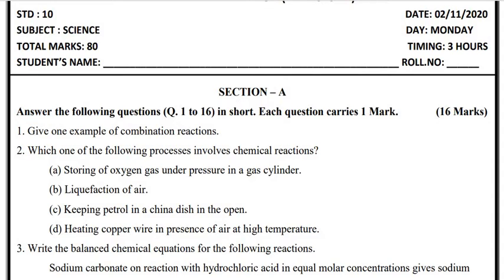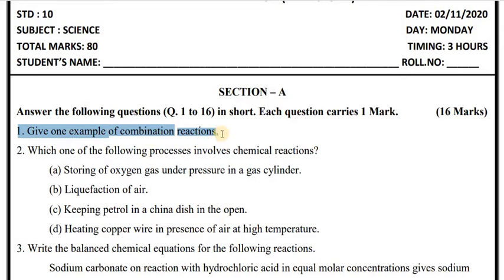You have to write each section on a new page. Let's begin with the first question. Give one example of combination reaction. Here, first of all, you should know about the combination reaction. It is a chapter number 1 question, the chemical reaction chapter.